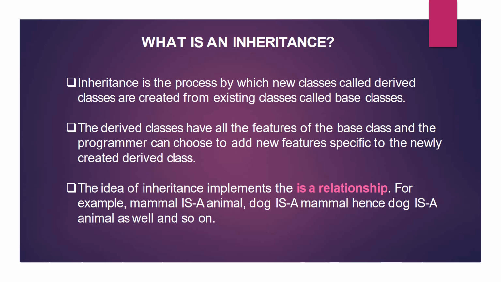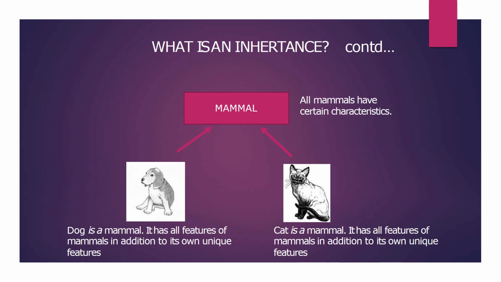We'll see an example for inheritance. Here we have a small example where we have a base class called mammal. Mammal has certain characteristics. The same characteristics can be inherited by the derived class. For example, dog is a derived class and cat is a derived class. A dog is a mammal. It has all features of a mammal in addition to its own unique features.